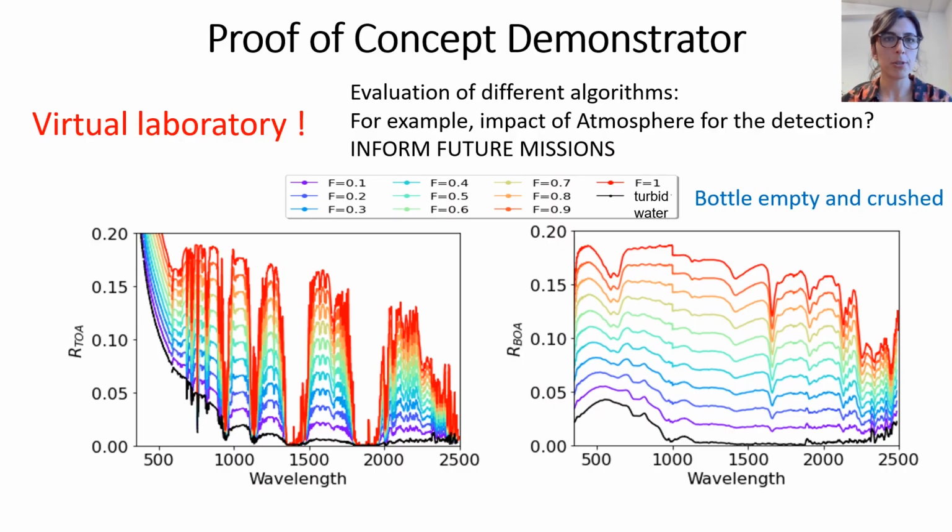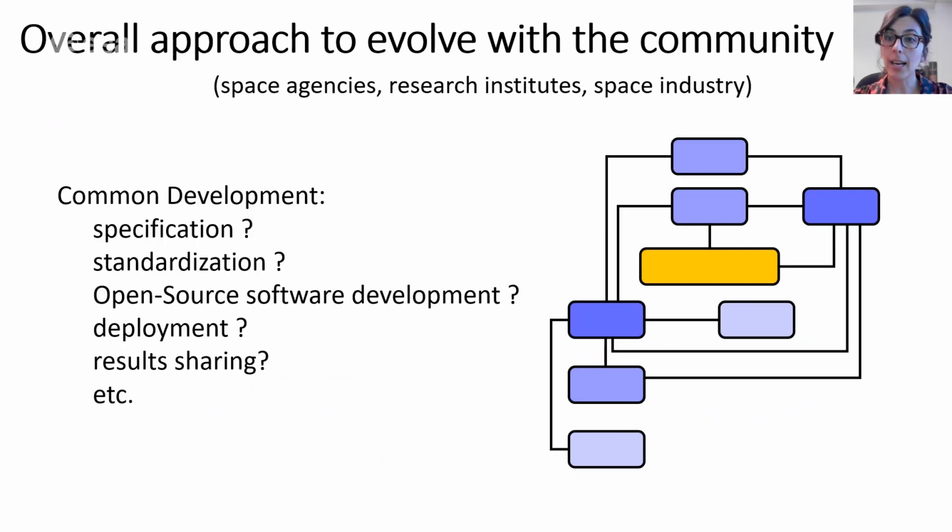Here we present you some generated examples using different concentrations of litter items. This could be used as a virtual laboratory, as said, to test different models and algorithms when trying to detect plastic litter. In conclusion, we would like to further develop the demo if it's of interest to the community.